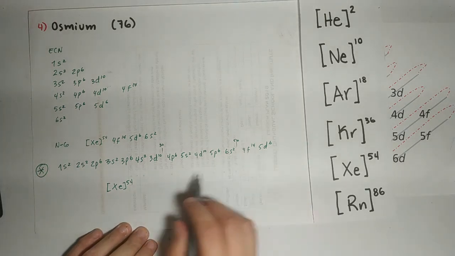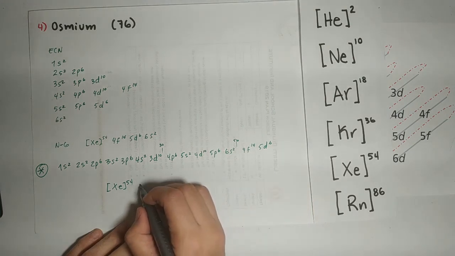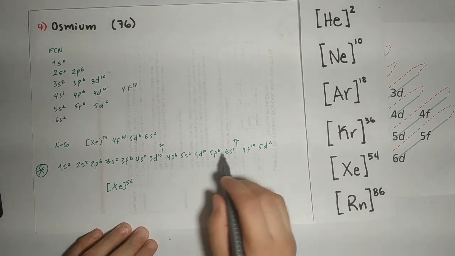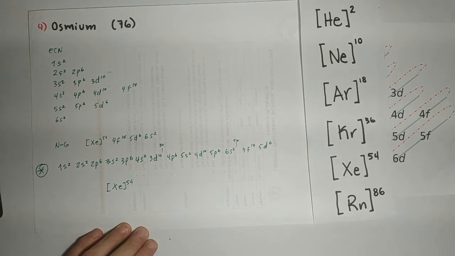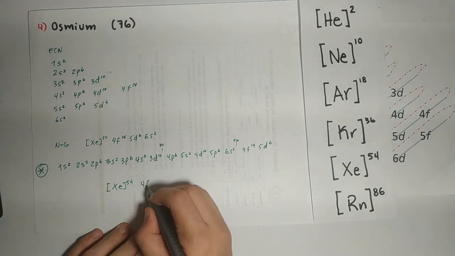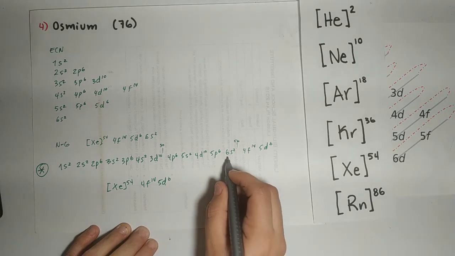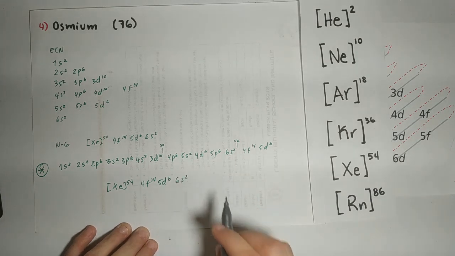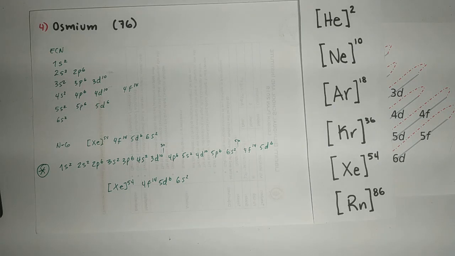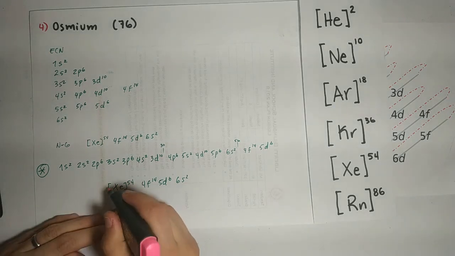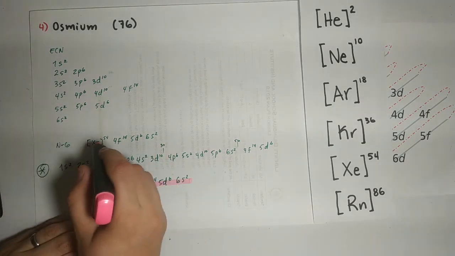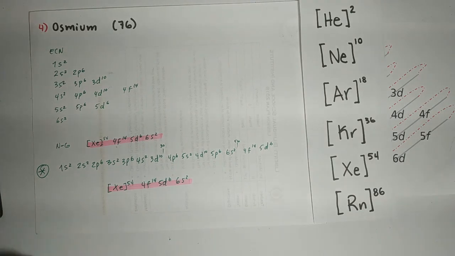So I'm going to write all of them. You can write it the way it looks, or as I prefer to do it, I do it in order. 4f14, 5d6, and then 6s2. This is just another way to do it, and as you can see, we have the same answers.